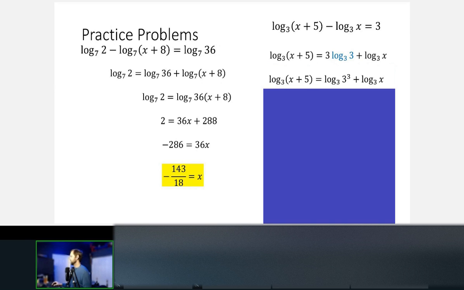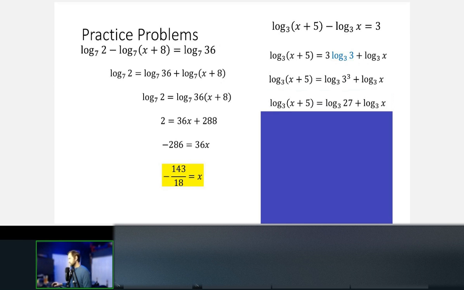All right, is 3 cubed equal to 9? Yeah, it's not. Yeah, 3 cubed is 27. So my guess is if you made a mistake, it was probably right there. Somewhere along these steps here, going from here to here, that's probably where the mistake was.